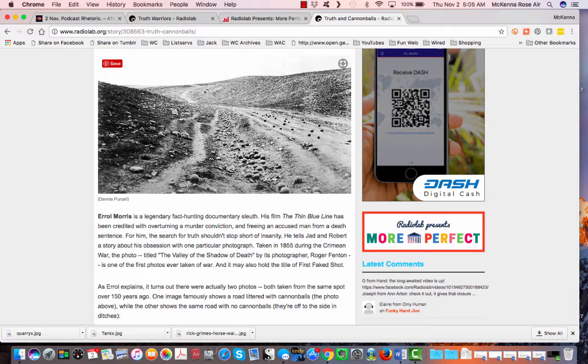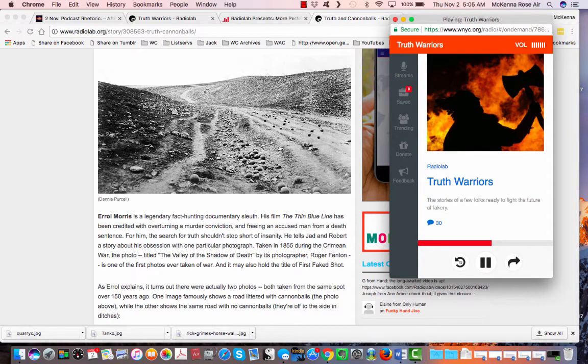And so I started investigating. I tracked down Fenton's letters from the Crimea, journals, written records of soldiers who were in that area at that given time. Didn't find much.